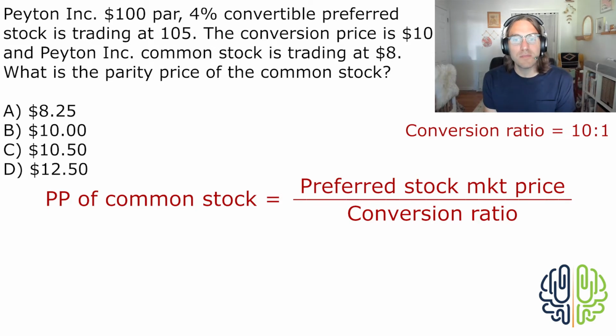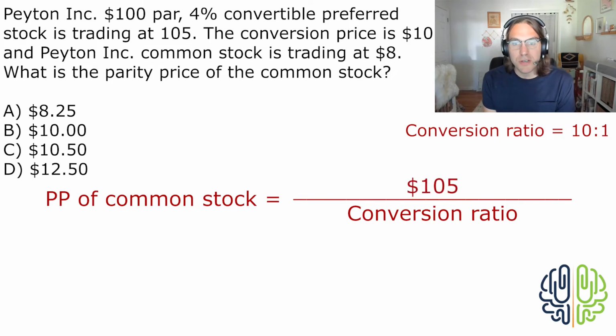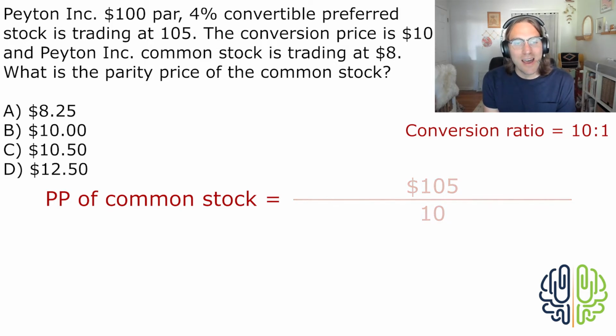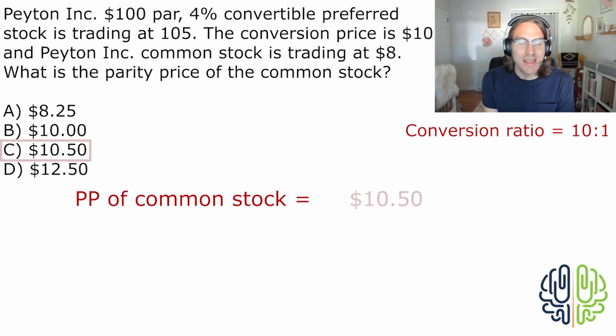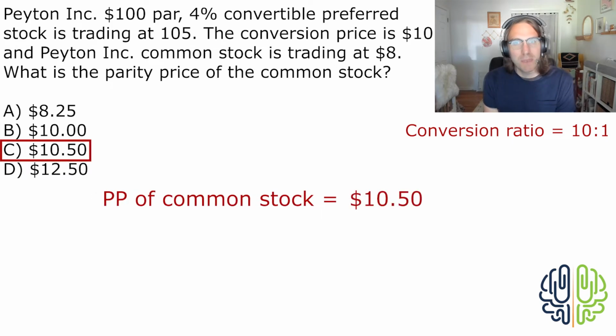The preferred stock's market value, again, is $105. The conversion ratio is 10. So if we take $105 divided by 10, we will get $10.50. And that certainly is our answer, which is C. But let's dive a little bit deeper into the meaning of this and what this is actually telling us.